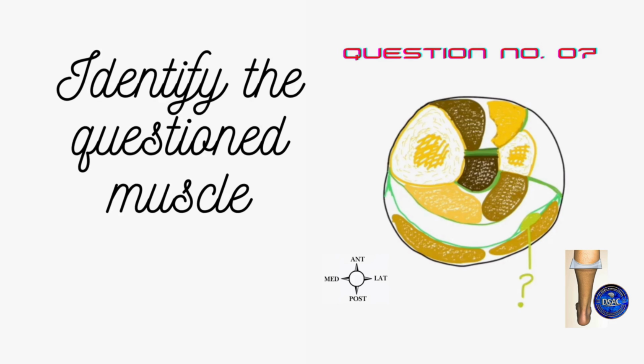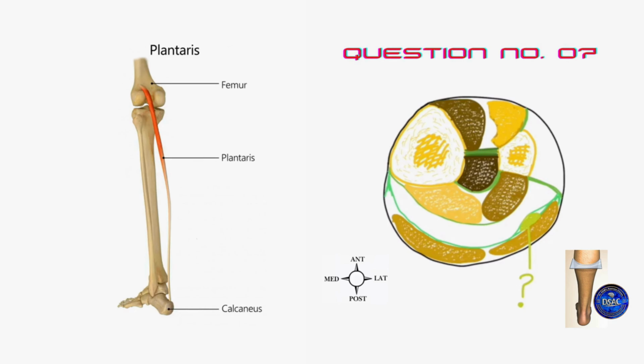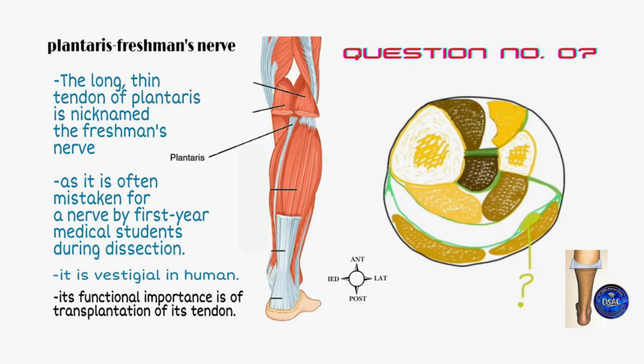Identify the questioned muscle. This is plantaris muscle, a small, vestigial muscle, featuring a short belly and a very long, slender tendon often called the freshman's nerve.